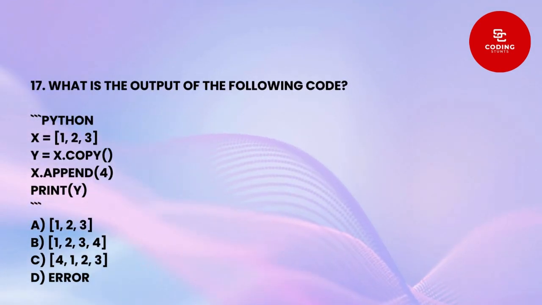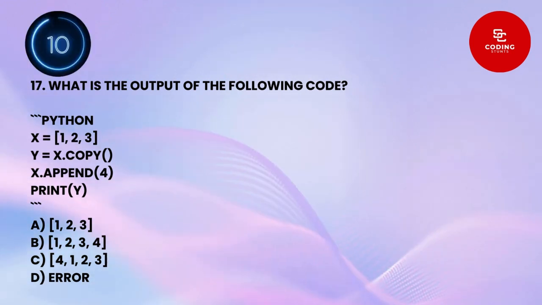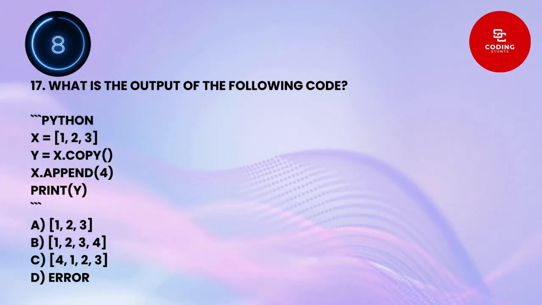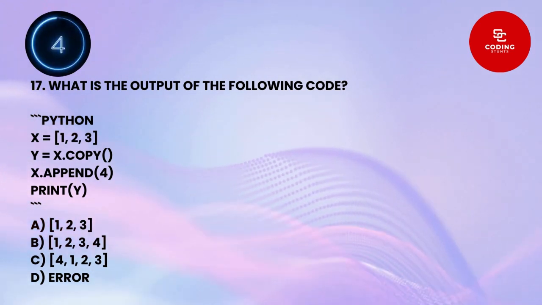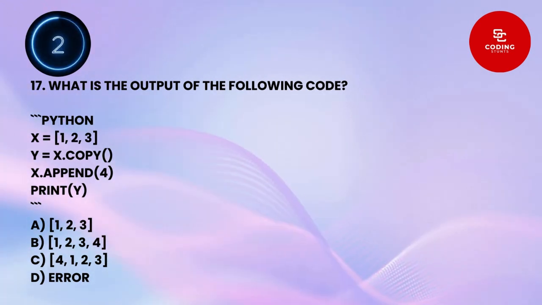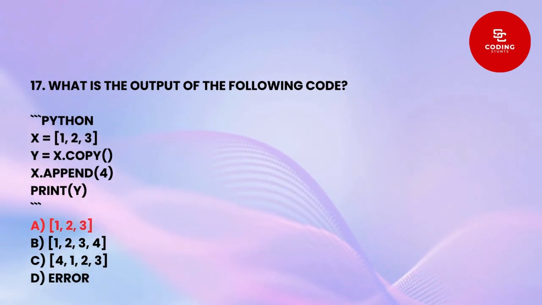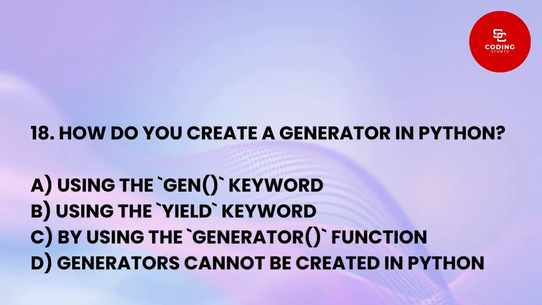What is the output of the following code? How do you create a generator in Python?